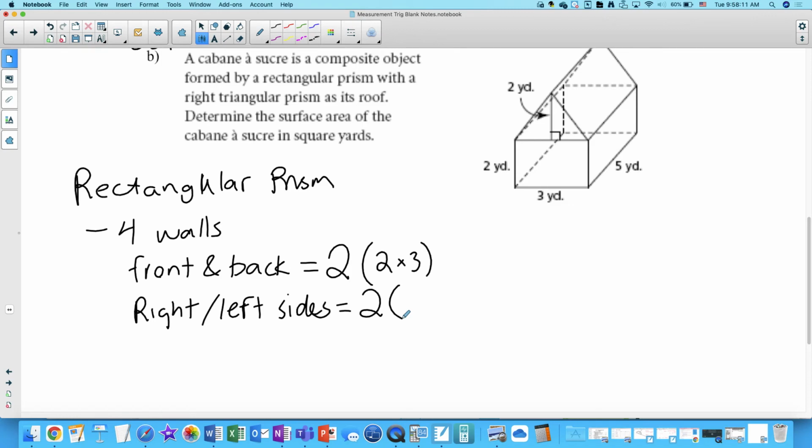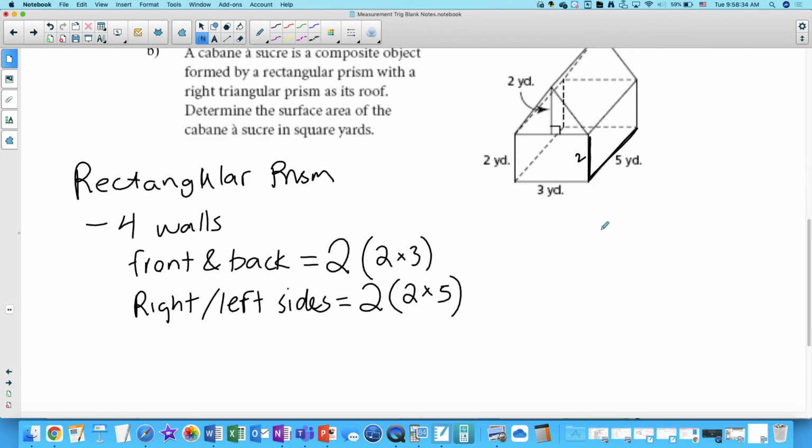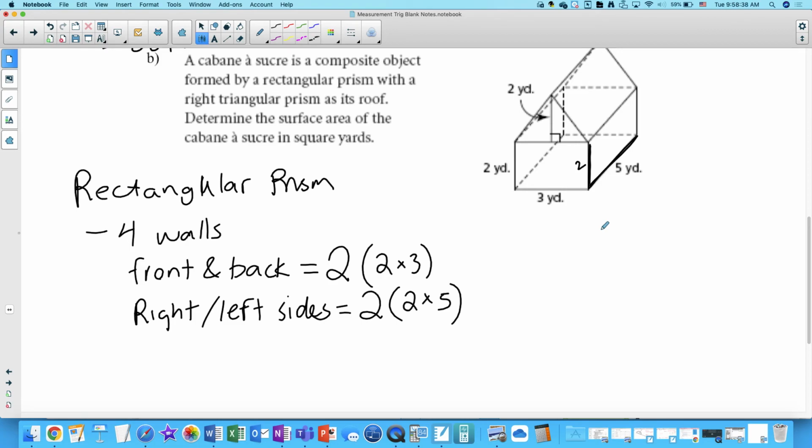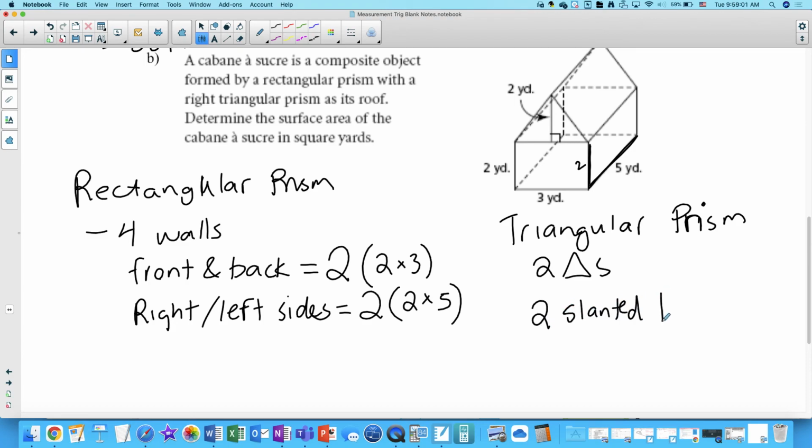For the triangular prism roof, we basically have 2 triangles and then the 2 slanted rectangles that make up the sides of the roof. Okay, so for the triangular prism, we have the 2 triangles and the 2 slanted rectangles. Okay, now the triangles are base times height divided by 2. So we know that this base is 3 and the height is 2. So we can figure out these guys. That's 2 times base times height over 2. So the base is 3 times the height is 2 over 2.